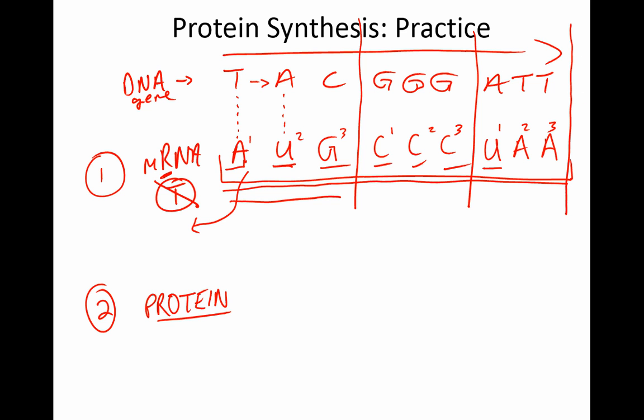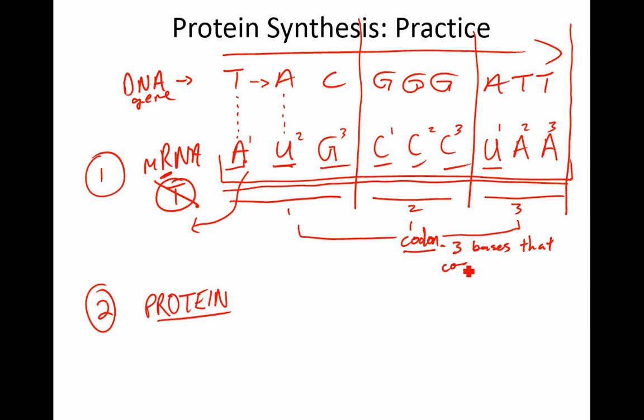All right, so what we've got here are 1, 2, 3 3-letter words, and these 3-letter words are called a codon. A codon is 3 bases in an mRNA that code for an amino acid.